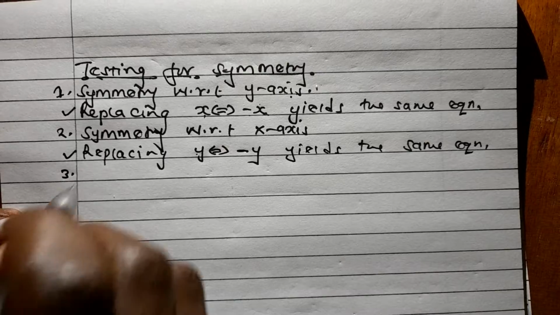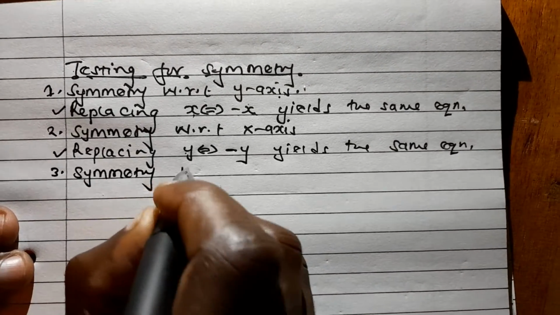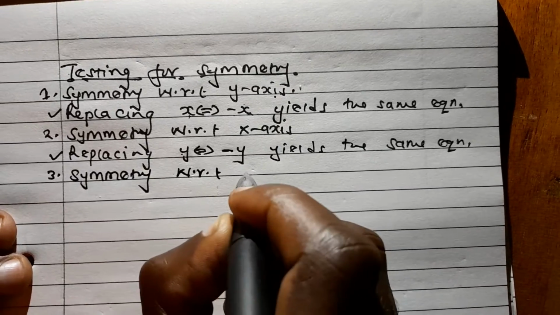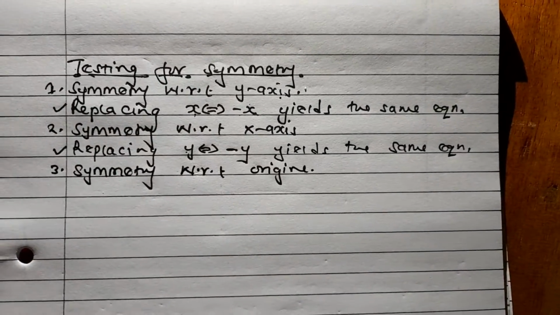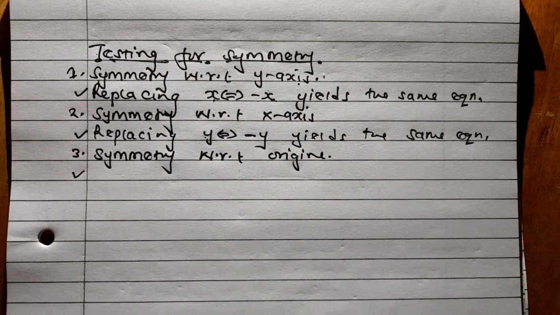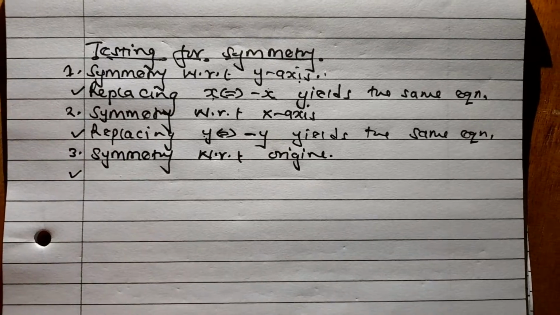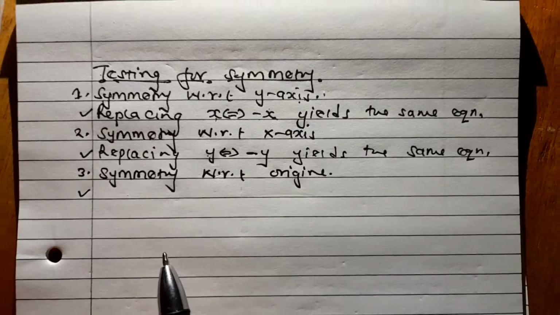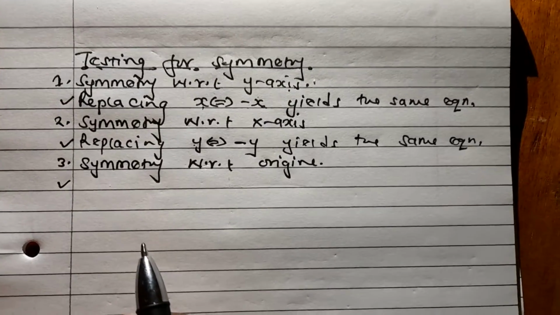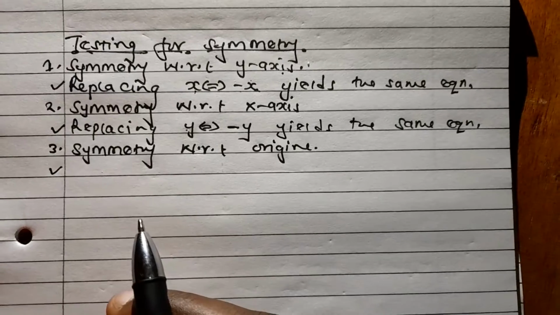So the third is symmetry with respect to the origin. Now you realize we said that a graph is symmetric with respect to the origin if whenever we have a point x comma y on the graph, then we'll have another point negative x comma negative y also on that particular graph.